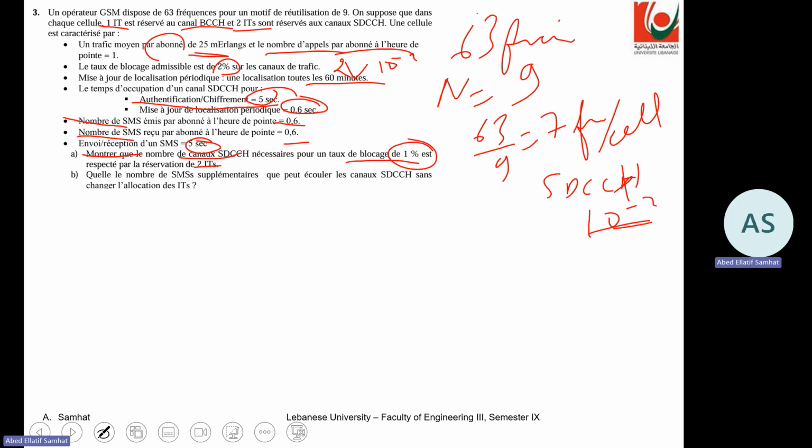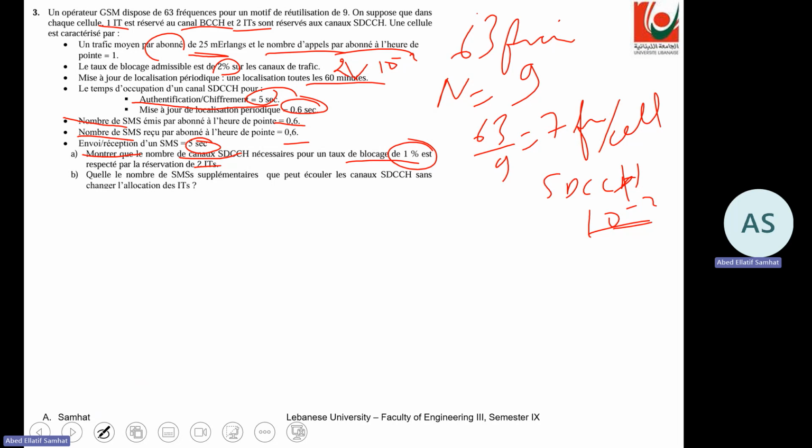So let's start by knowing how to deal with this. In order to see if the allocated SDCCH channels are enough for the cell, we want to know the traffic in the cell. We want to know the number of users in the cell and the signaling traffic generated by those users, in order to see if the allocated time slots for the SDCCH are enough. That's why we want to find the number of users.